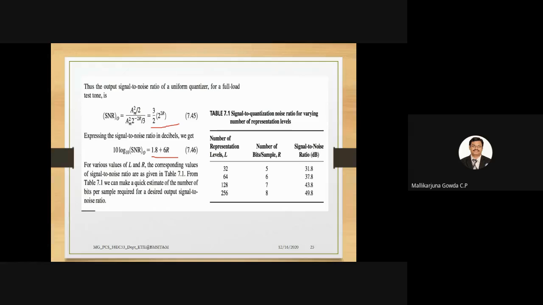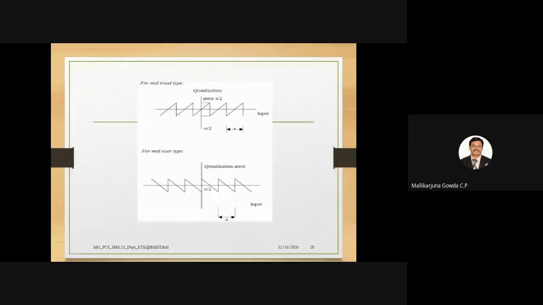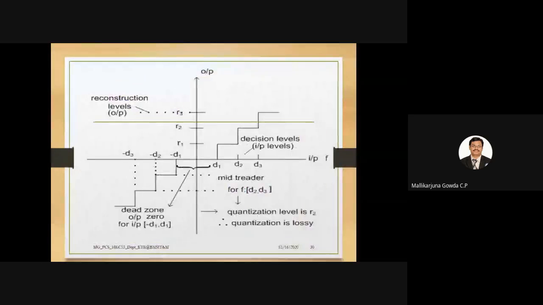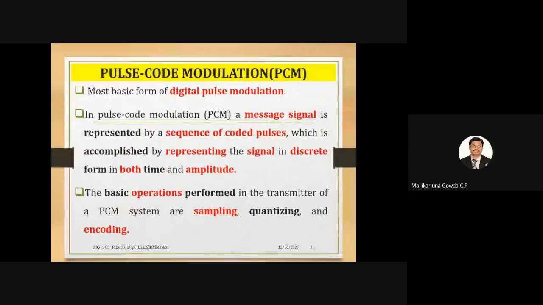Already I told this table, how we get it. Okay, fine. So let me go ahead with this. Let me take up the next very important topic, that is pulse code modulation. This pulse code modulation is one of the basic forms of digital pulse modulation. What we do in PCM is the message signal will be represented by a sequence of coded pulses.